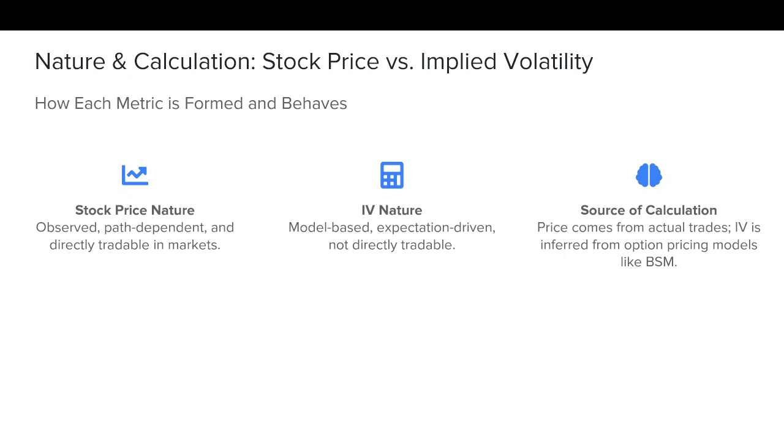It cannot be observed directly but is derived using pricing models such as Black-Scholes-Merton, which we call BSM for short. It's a calculated metric representing market expectations about future volatility and risk. These divergent foundations mean that price and IV behave differently under the same market conditions, and understanding this is key when to apply what analytical tool.